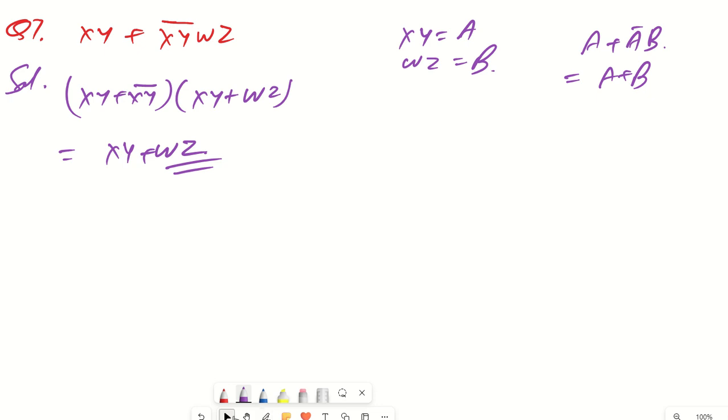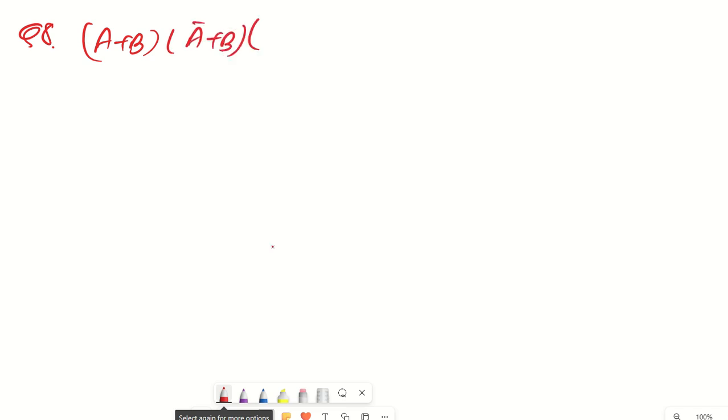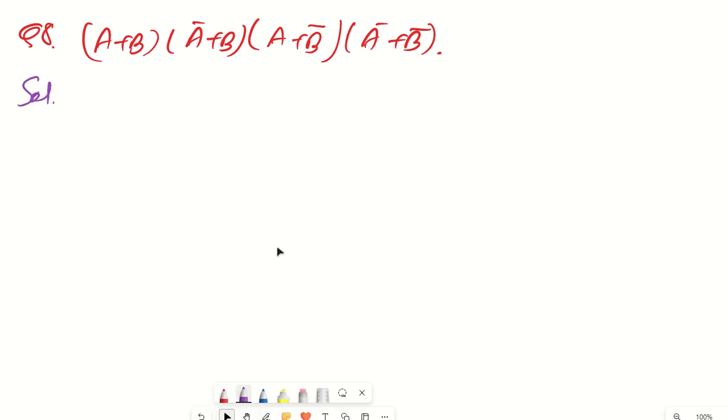Let us take one more question. So the question is, a plus b into a bar plus b into a plus b bar into a bar plus b bar. So we have to simplify that, like we have to write down the solution which is in simplified form. So that was the GATE question that is there. So what can we do here? If we see a plus b into a bar plus b into a plus b bar into a bar plus b bar, can we rearrange them properly so that we can write down the solution?